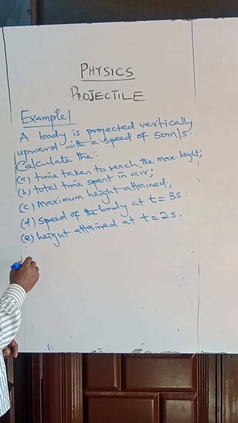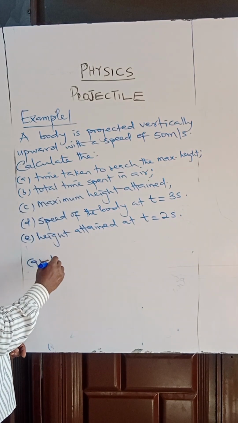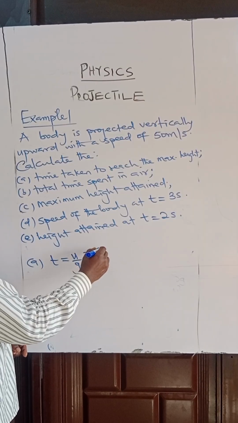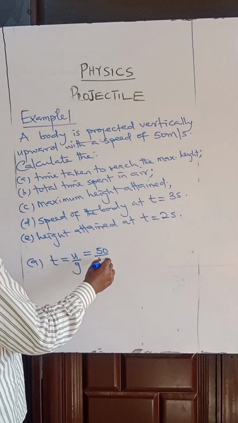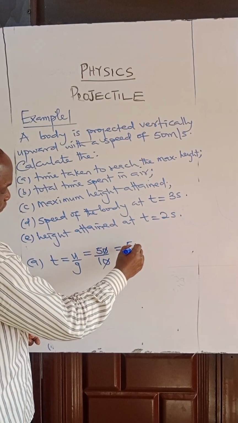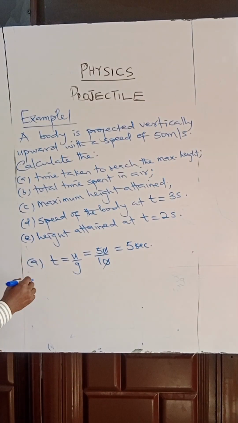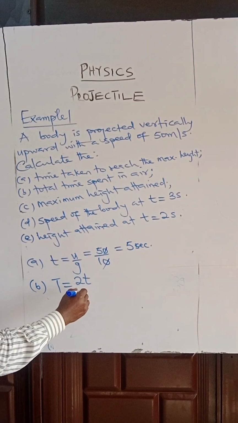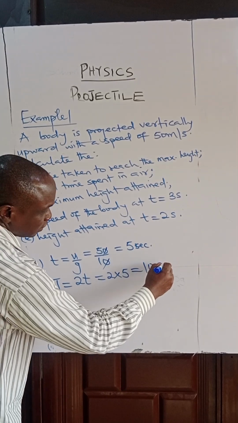So let's see the solution to the problem. A, time taken to reach the maximum height. There is no problem with this. That is u over g. u is given as 50 meters per second, divided by g, taking g as 10 meters per second squared. Then cancel, you have 5 seconds. That's the time taken to reach the maximum height. B, total time spent in the air. That's the capital T, which I told you is 2t. So just multiply 2 times 5, which gives you 10 seconds.